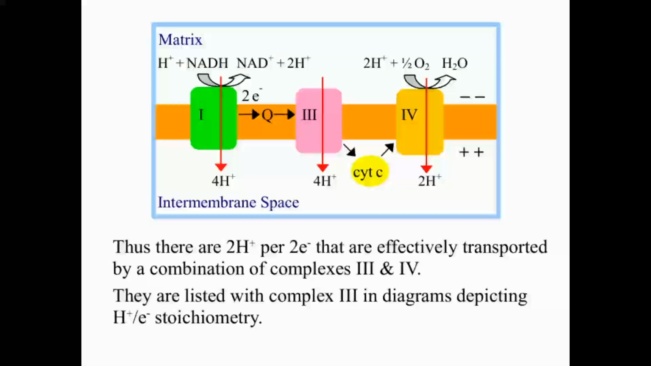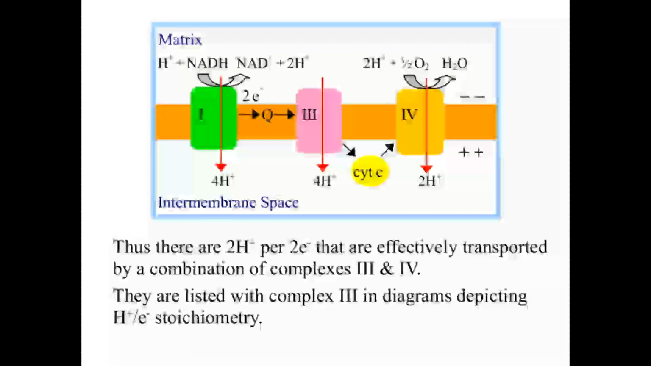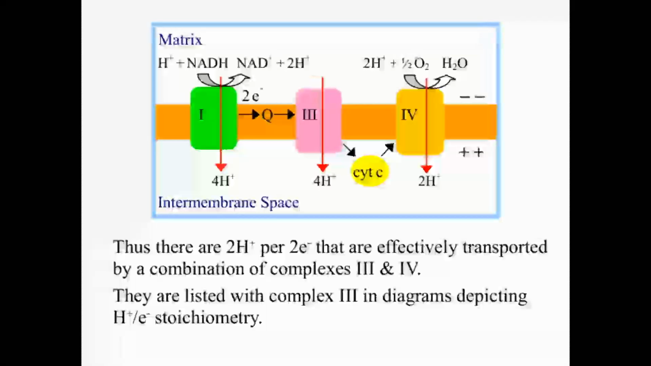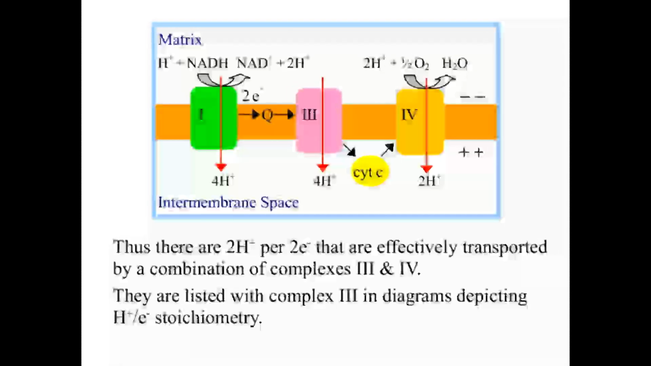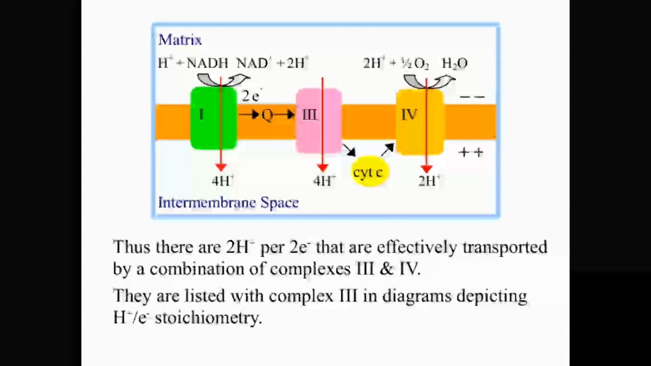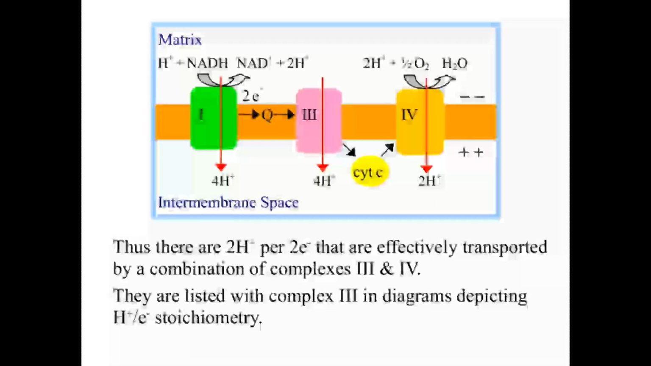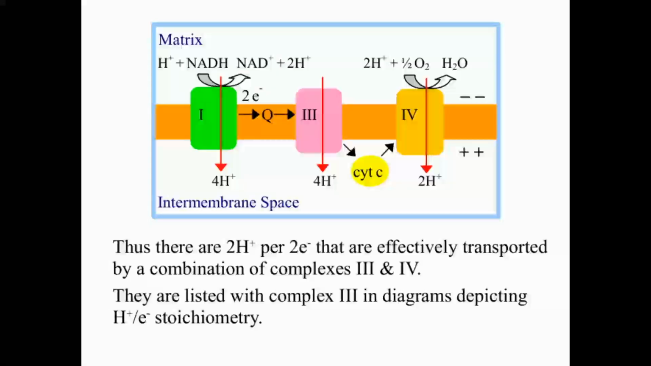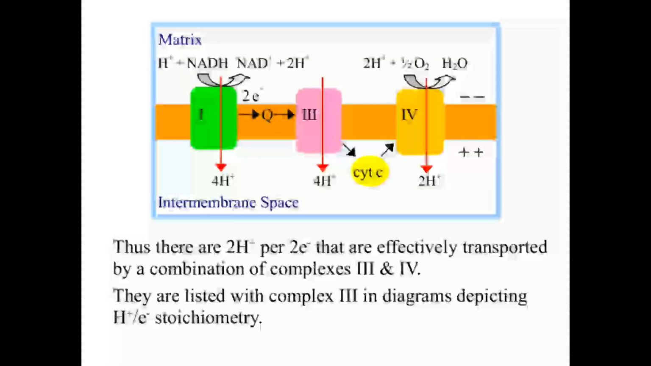In the diagrams, especially those illustrating H+ to E stoichiometry, you'll notice how complex III plays a key role in this proton translocation. Understanding this coordinated transfer is crucial because it ties directly into how the electron transport chain establishes a proton gradient, which ultimately drives ATP synthesis. So, this step, involving complexes III and IV, is fundamental to the overall energy production process in the cell.